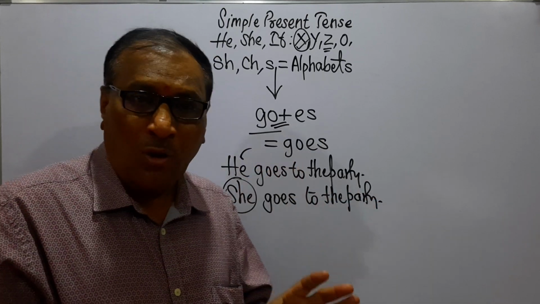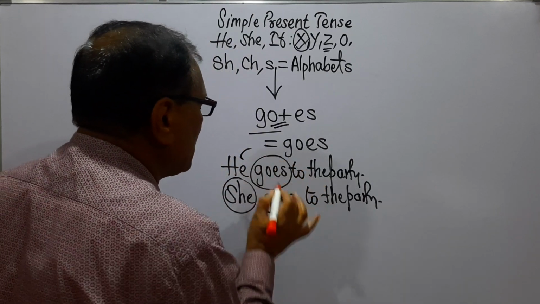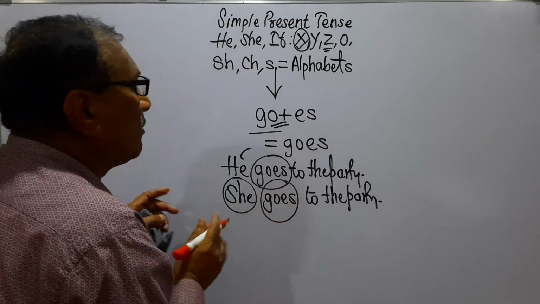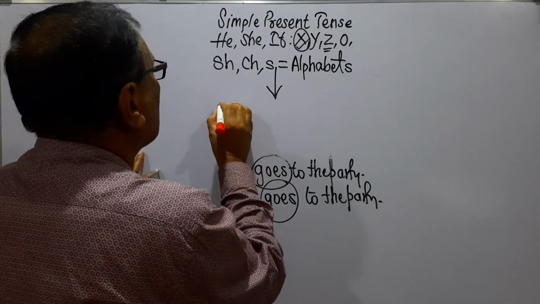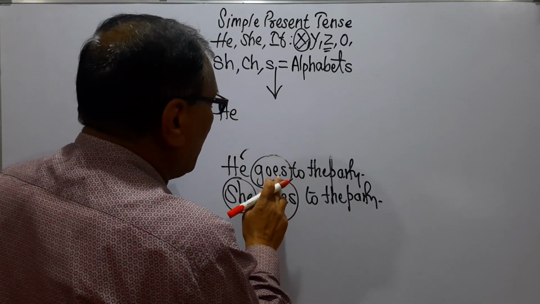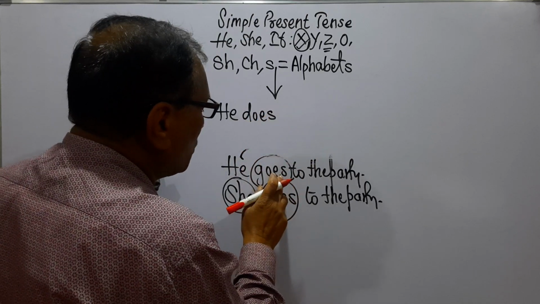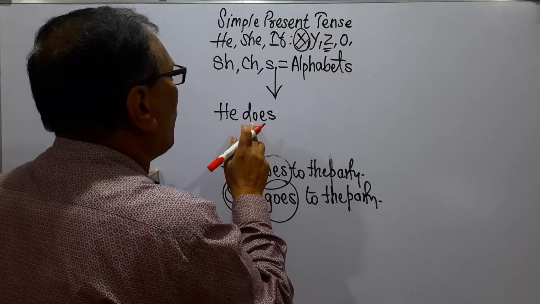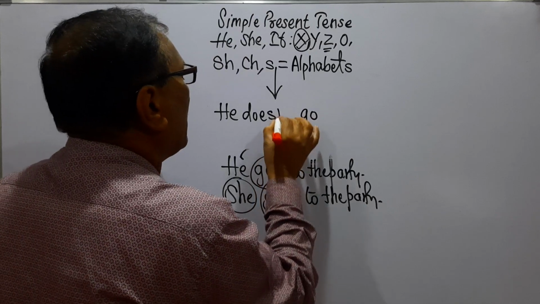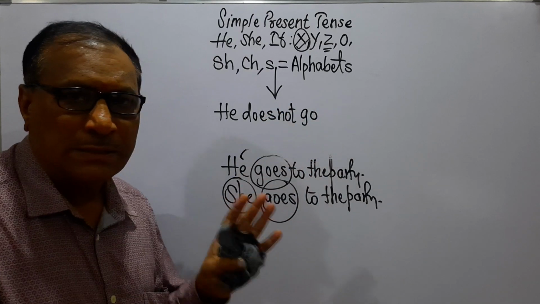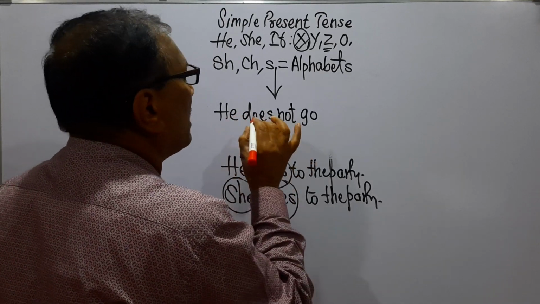Now, I want to tell you here the negative sentences. So, remember here, goes is here and goes is here. So, we can do the negative like this. Remember, the subject he is there. Then here, the ES suffix. So, I will take does. So, I took this ES here in the form of does. So, there remains go. And then I used not because I want to make it negative. So, the sentence became he does not go.